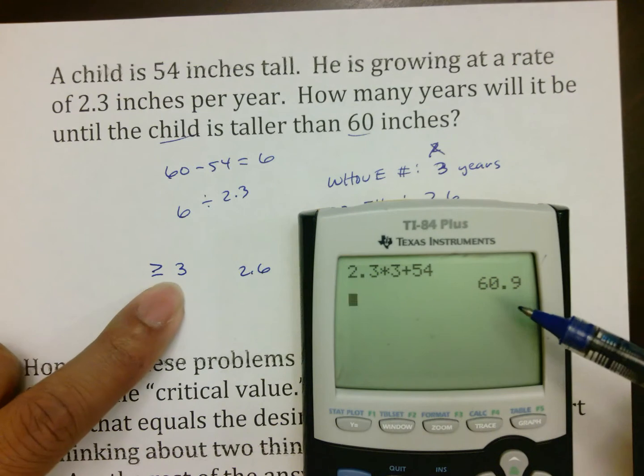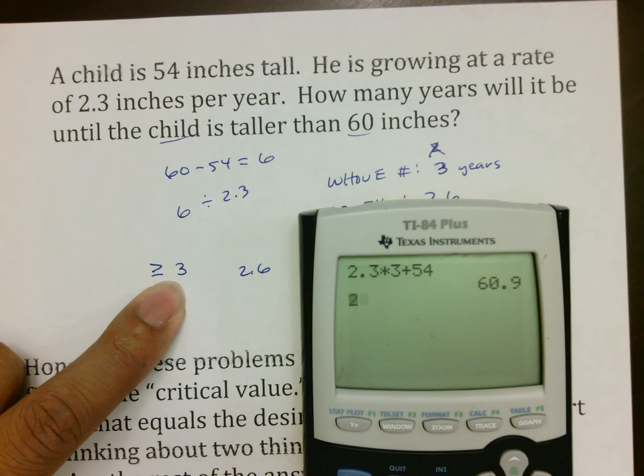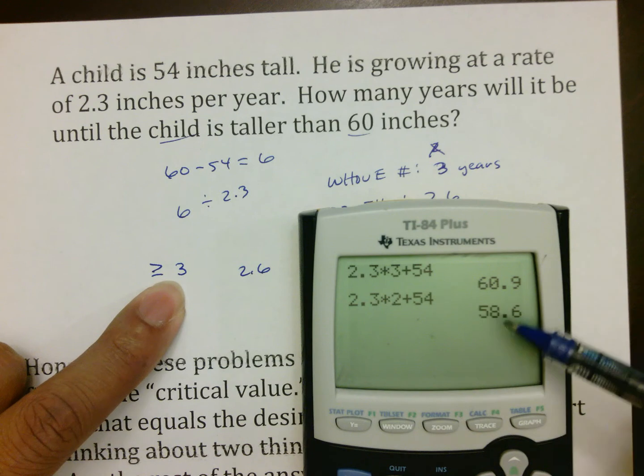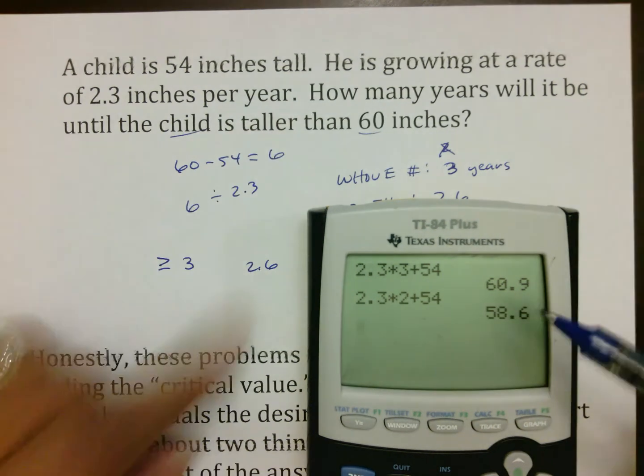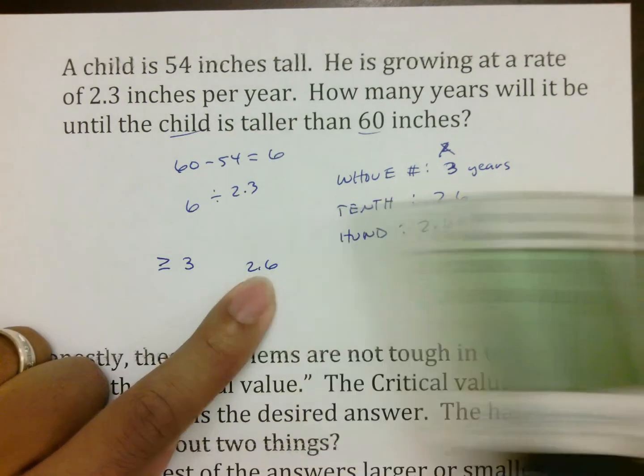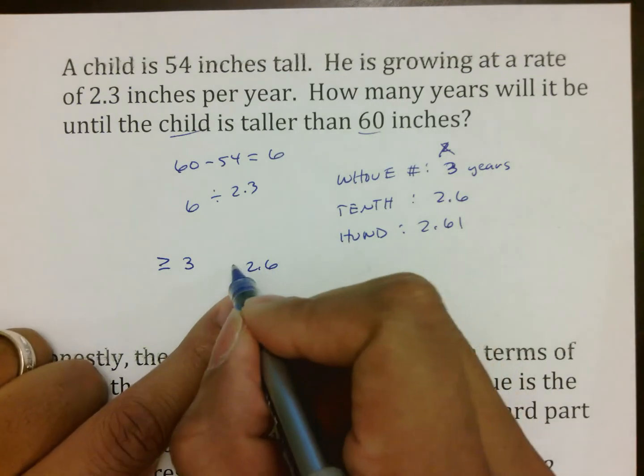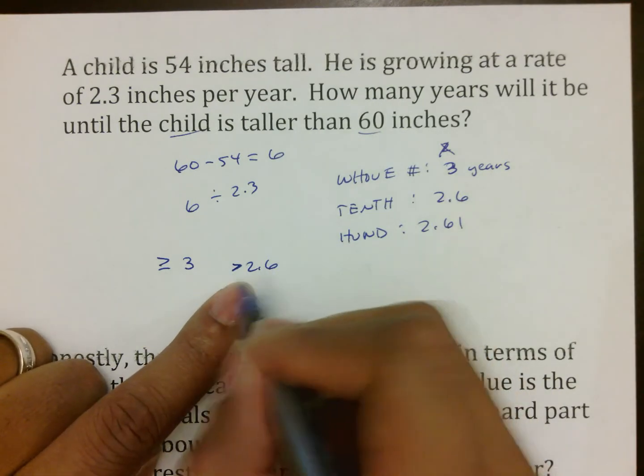That is how you know that 3 is included. How do you know 2 is not included? Because 2.3 times 2 plus 54 is not taller than 60 inches. Same thing for 2.6. Once you find your 2.6, you know it has to be greater than 2.6, but we don't know if it's included.